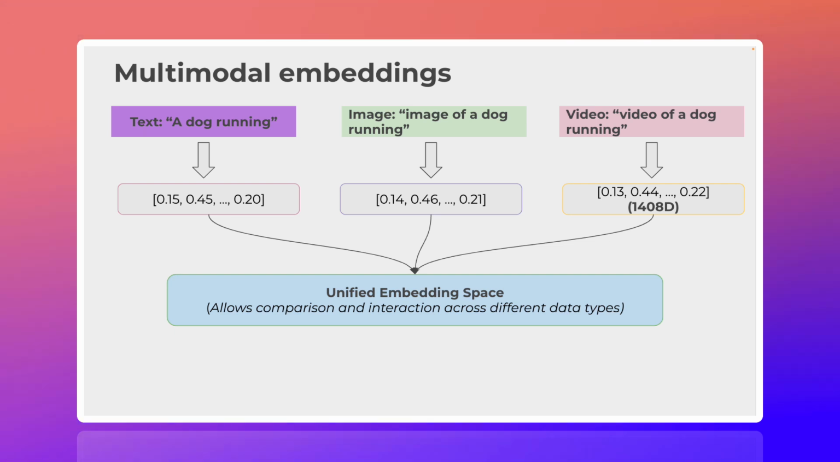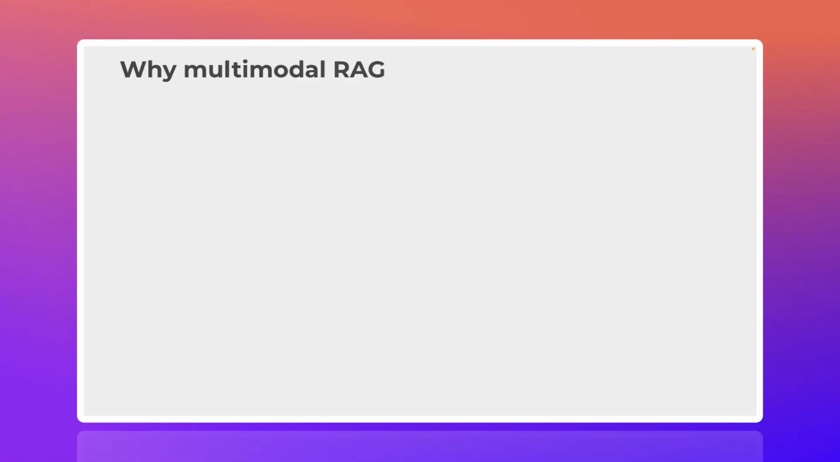So all of these embeddings, of the textual format of a dog running, of the image of a dog running, and a video of a dog running, are put into this one large unified embedding space, which again allows for faster comparison and interaction across different data types because everything is in one place. Now, the question, of course, is why multimodal RAG?